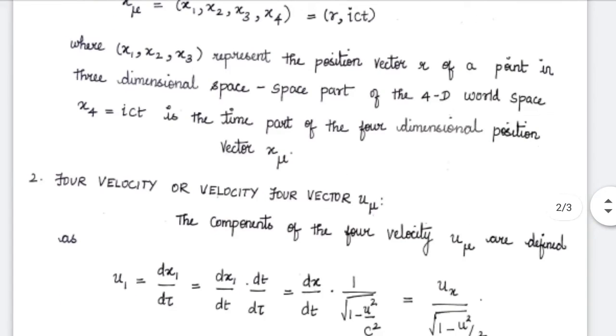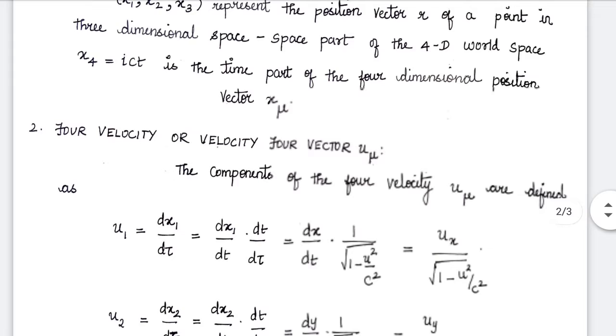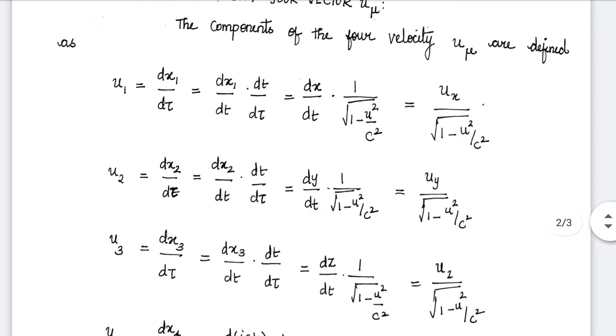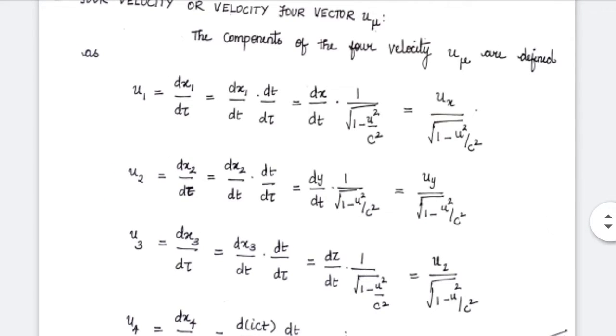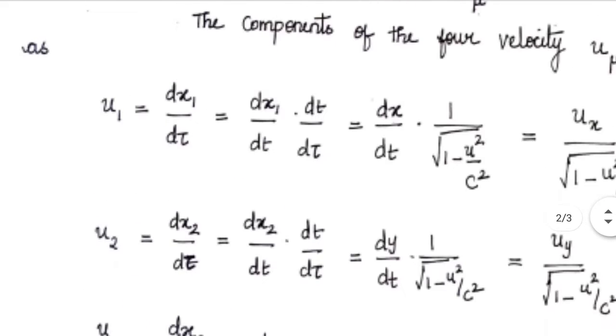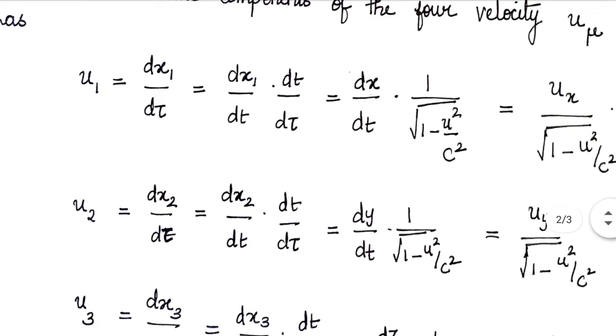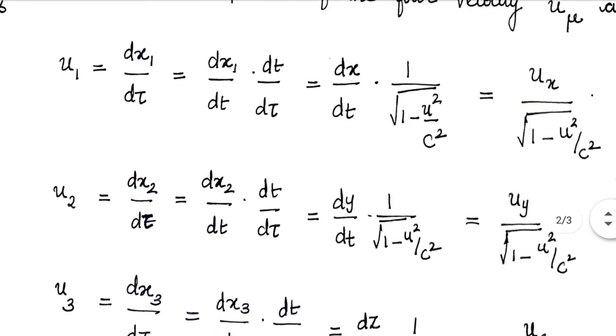The second example, 4 velocity or the velocity 4 vector, is represented by u mu, and we can derive its components like this. So it has the four components u1, u2, u3 and u4, where u1 is given by dx1 by d tau, which is rewritten as dx1 by dt into dt by d tau, and x1 is nothing but x, so it is dx by dt. dt by d tau is nothing but 1 by root of 1 minus u square by c square.